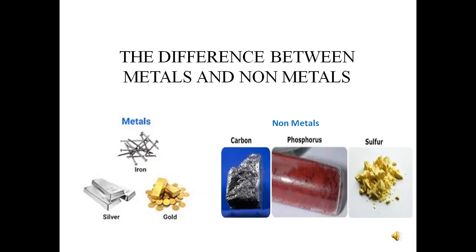Second point, metals are generally hard, non-metals are generally soft. Third, metals are bendable and non-metals are non-bendable. Next one, metals can be drawn into wires, but non-metals are non-ductile. Most metals are good conductors of electricity. For example, copper is a good conductor of electricity and iron is also a conductor of electricity. But non-metals are bad conductors of electricity.